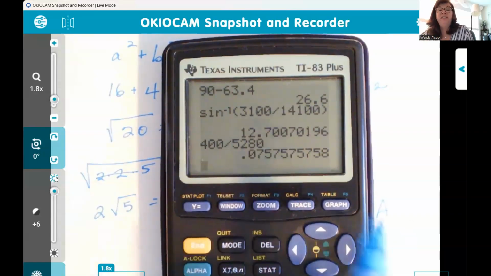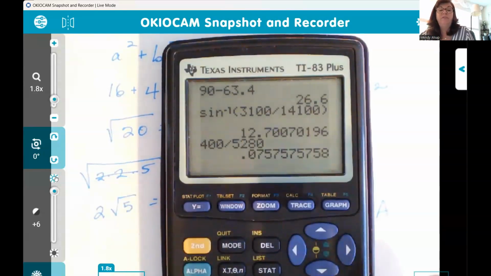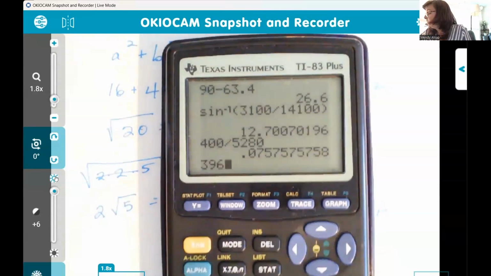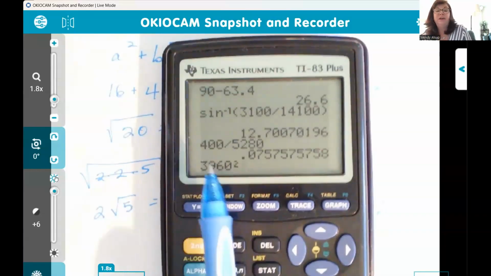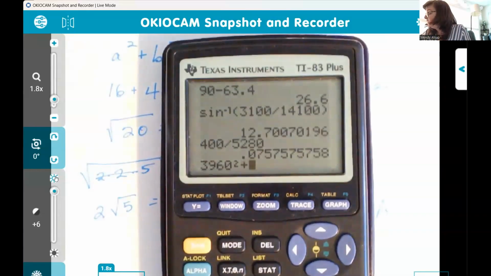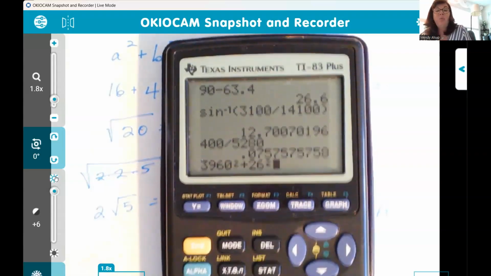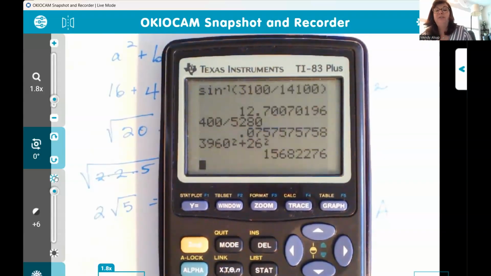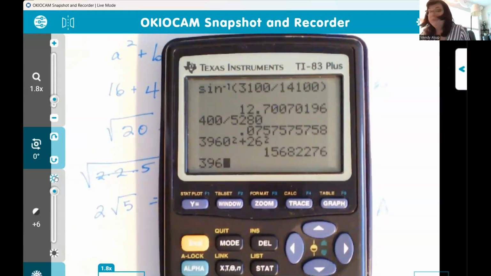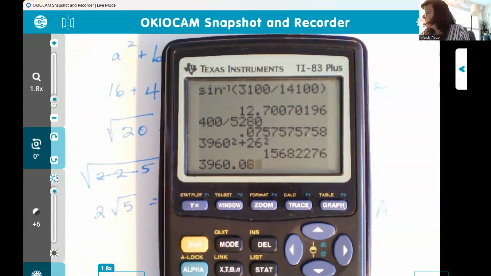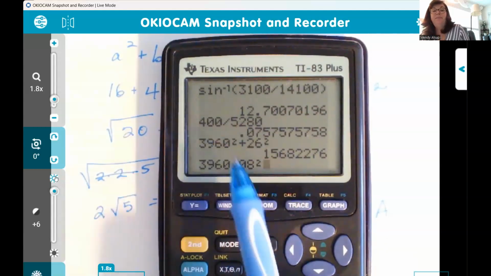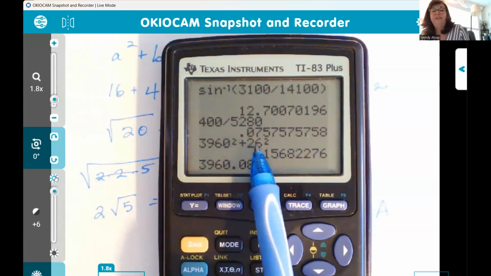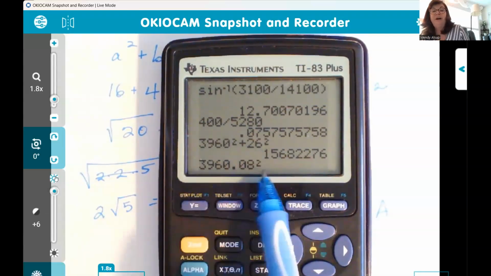So then the question is, does the Pythagorean theorem fit here? Does 3,960 squared, that was the length of one side, plus the 26 miles squared, equal the hypotenuse squared? The hypotenuse was 3,960.08. So does one side squared plus the other side squared equal the hypotenuse squared?